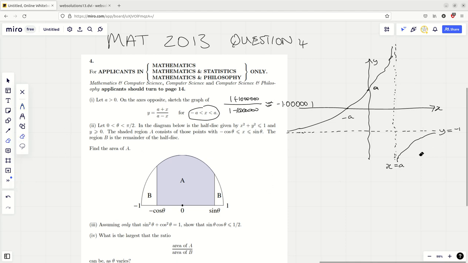So all I really needed for my graph was this. There's the y, there's the x. We're only drawing up to there, which is where x is a. That's an asymptote, and it starts off at minus a. And hopefully you can see it's increasing. And so that was part 1.